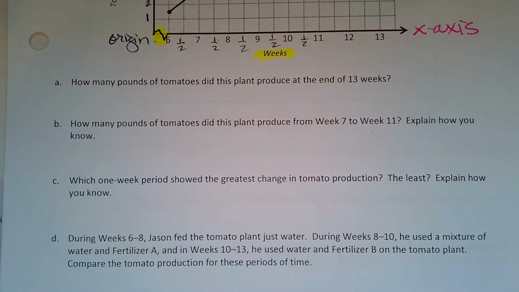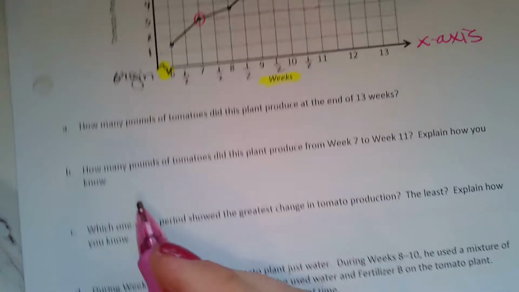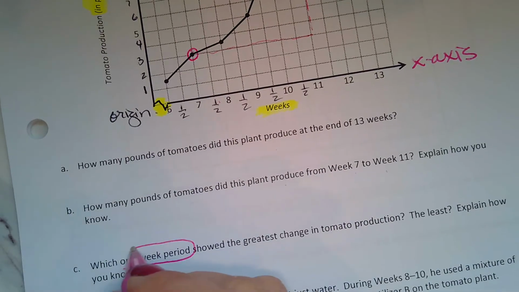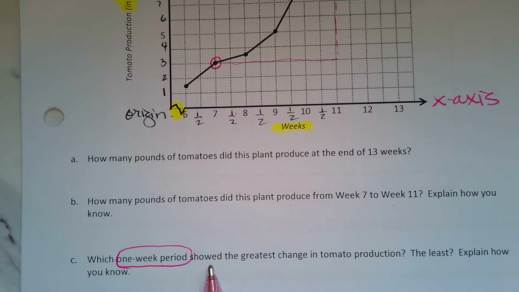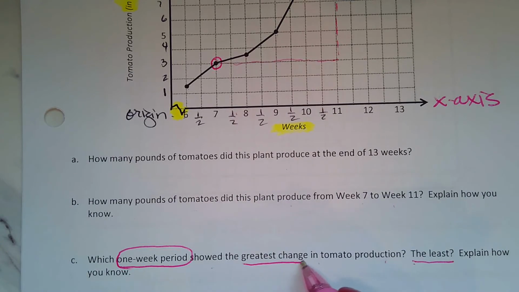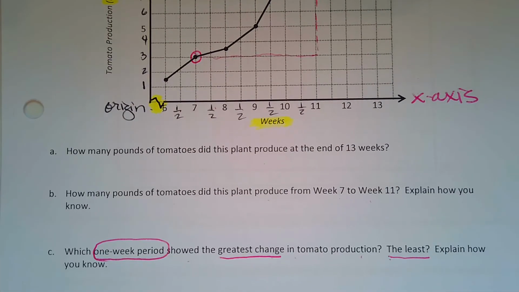C, which 1 week period, so that means a whole week from 7 to 8, right, showed the greatest tomato production? Where was the greatest growth? Where was the least amount of growth? So remember, based on what we learned in the lesson from yesterday, looking at the rain charts, what did we use in order to solve that problem? And then explain how you know.